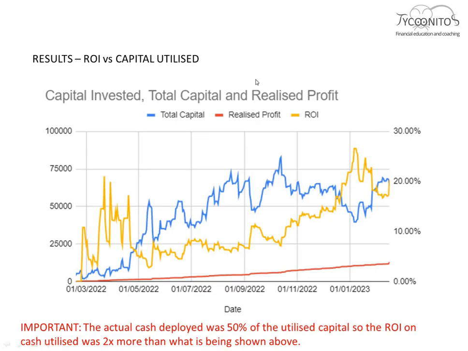So this is the fun stuff. This is basically the overall results. This is where you can see my ROI and the capital utilized. So let me explain this chart. The yellow line is showing you the ROI, so the return on investment. The blue line is showing the total capital invested. It fluctuates because let's say over here I had 19 trades and I closed 2 of them, then I generated some profit. So the overall capital that is being deployed drops and my profit increases.